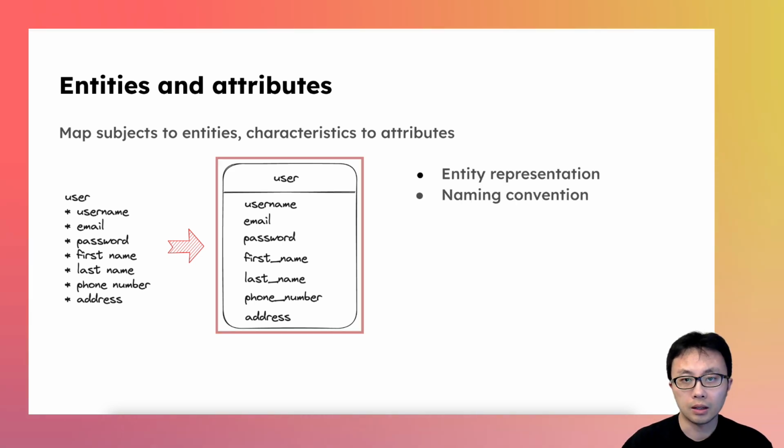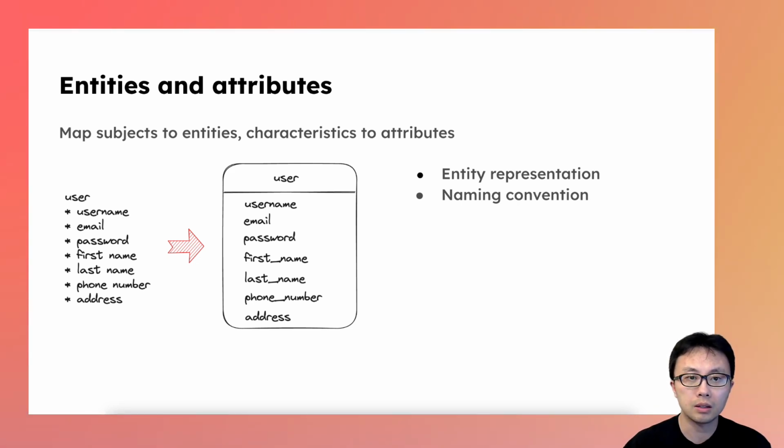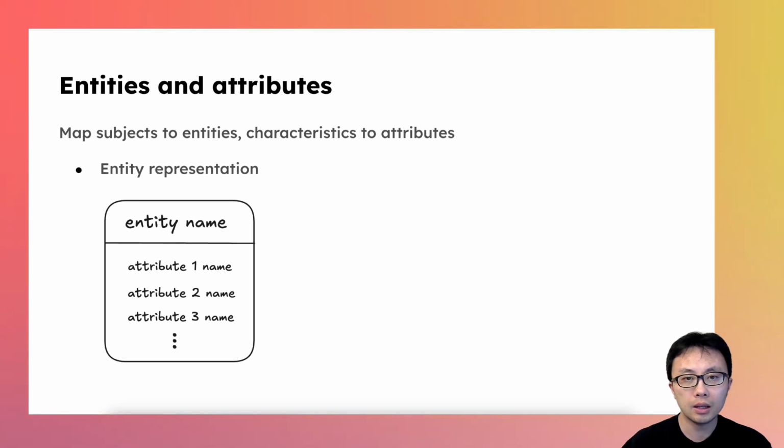There are two key things that I wanted to cover. The first is the entity representation. The second is the naming convention. First, how is the entity represented in the ultimate design diagram? By the end of the design and analysis step, you will deliver a design diagram.